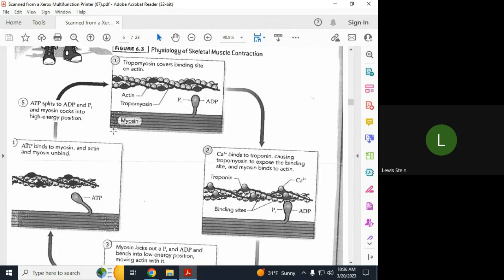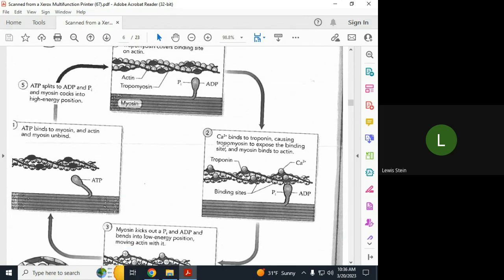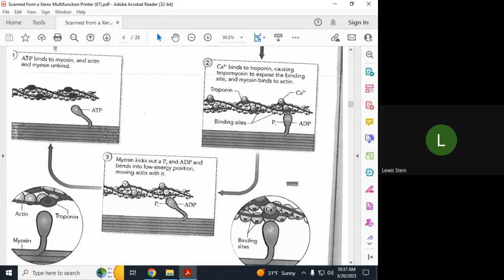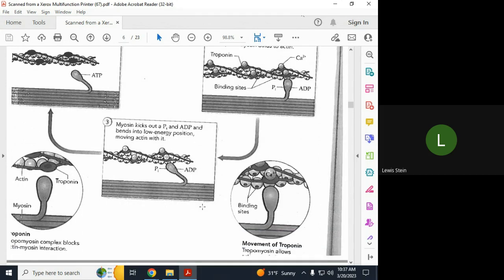So let's take a look at it. One, now the cocked head has inorganic phosphate and ADP. The calcium binds to the troponin, releases everything, so that the active sites come together. Once they come together and bind, the myosin kicks out the inorganic phosphate, and the ATP bends into its low energy position, moving the actin with it.